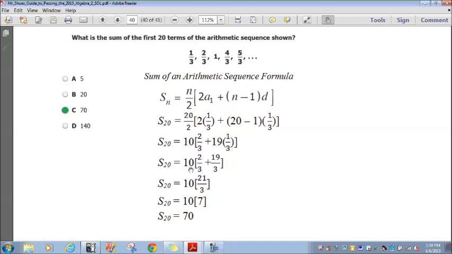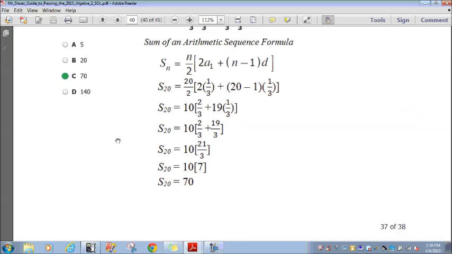Then we simplify 10 times 2/3 plus... Now 19 times 1/3 is 19/3. Now 2/3 plus 19/3 is 21/3. So 10 times 21/3, that's just 7. 10 times 7 is 70. Our answer, choice C. Okay? Not that hard. Not that hard at all.